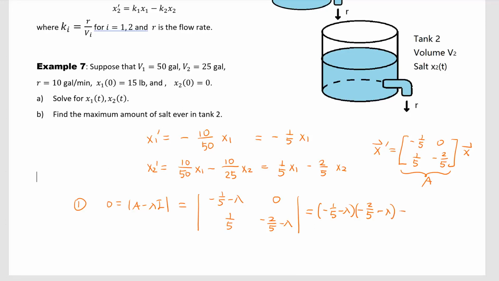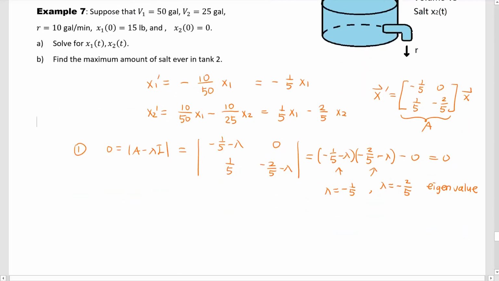Minus 0. Nice. So when we set this equal to 0, we just set each factor equal to 0. So for this one we have lambda is negative 1/5, and here we have lambda is negative 2/5. So we have 2 eigenvalues. So far so good, everybody? Alright, let's continue.